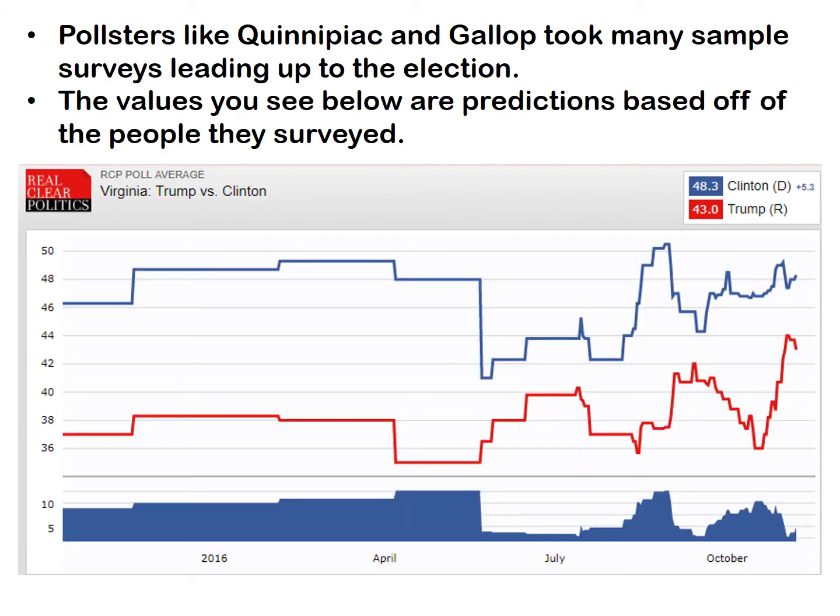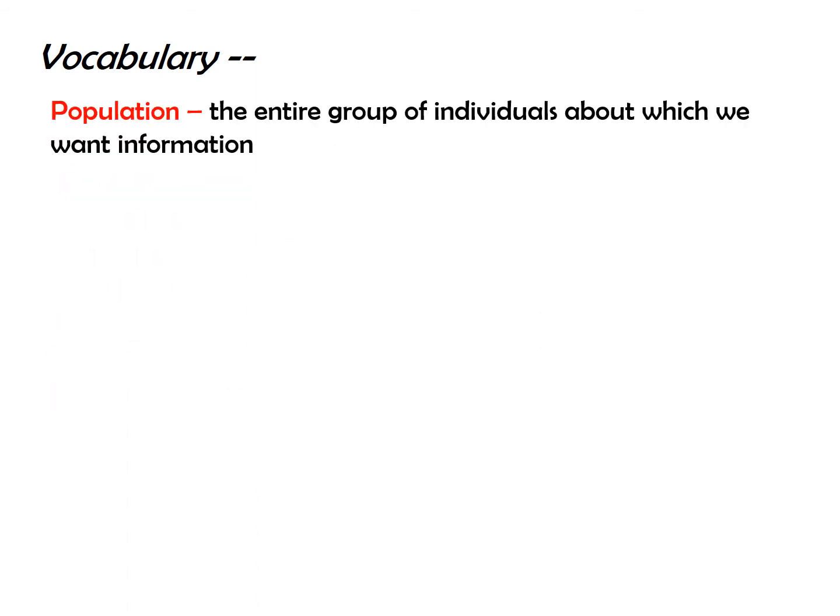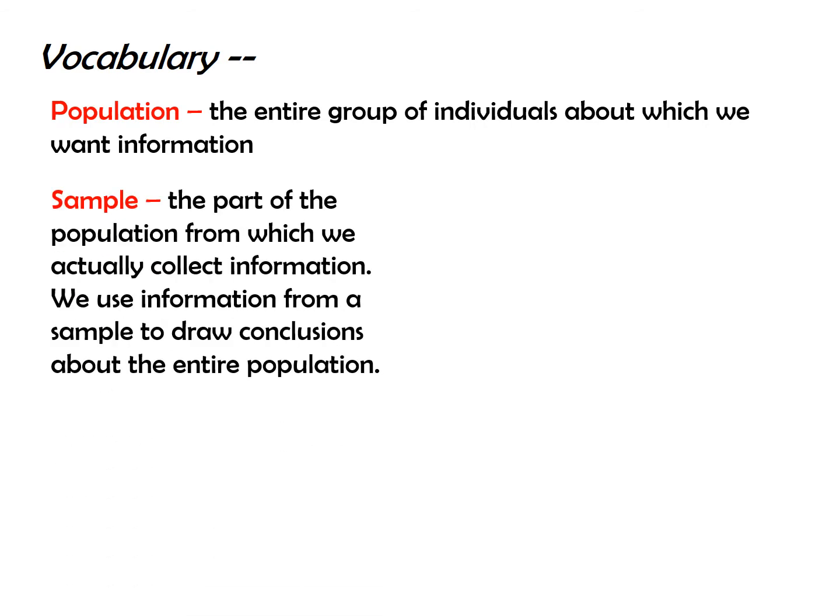So pollsters like Quinnipiac and Gallup took many sample surveys leading up to the election. The values you see below are predictions based off of the people they surveyed. So the population is the entire group of individuals about which we want the information. Most of the time, it's impossible to get information about every individual in the population, so instead we take a sample. The sample is the part of the population from which we actually collect information. We take this information and we draw conclusions about the entire population.